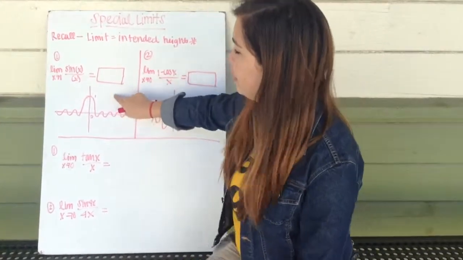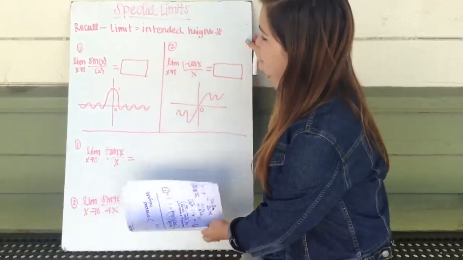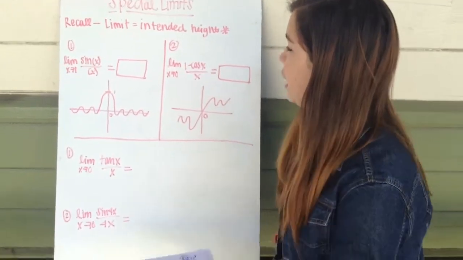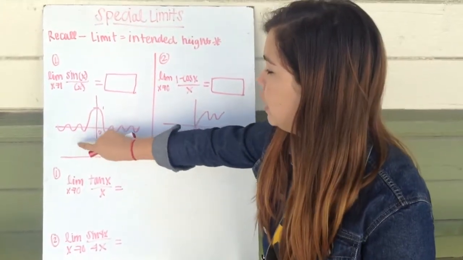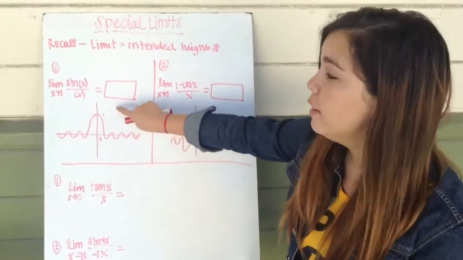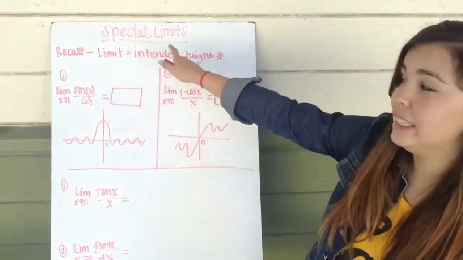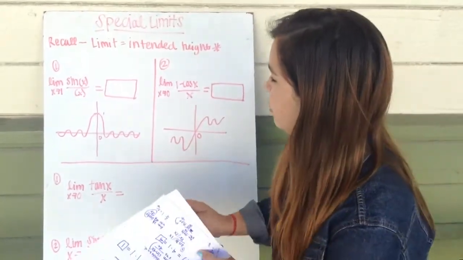You have your first example here that says the limit as x approaches 1 of sine of x over x equals blank. And you look at the given graph of the function and you see that the intended height of the function is at 1. So that would become your answer because the limit is the intended height. So your first one would be 1.